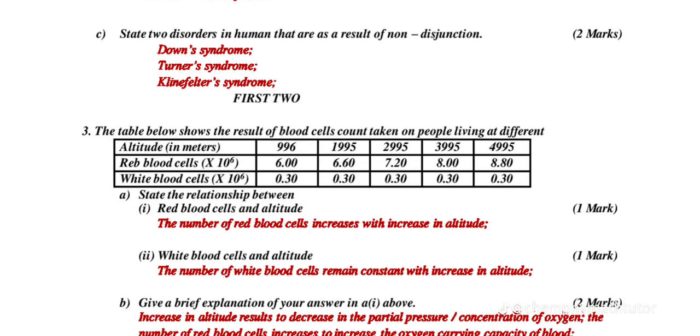Question 3. The table below shows results of blood cell count taken on people living at different altitudes. We had 996, 1995, 2995, 3995, and 4995. These are altitudes. So red blood cells at 996 was 600. It increased to 660, 720, 880. White blood cells was constant all through.